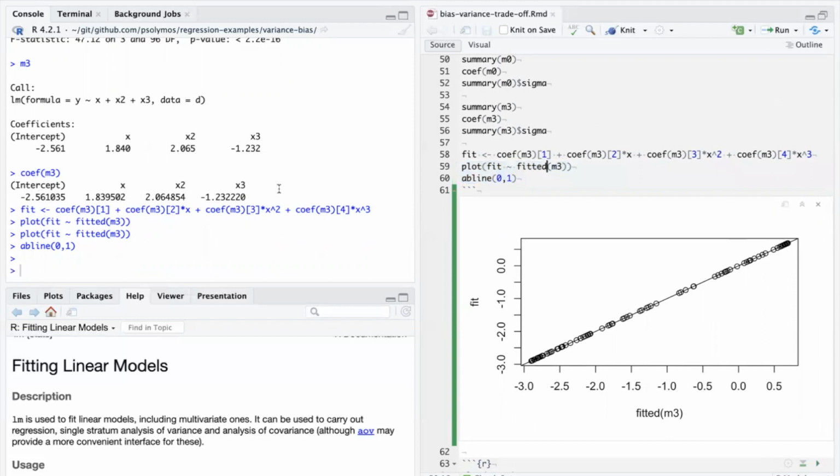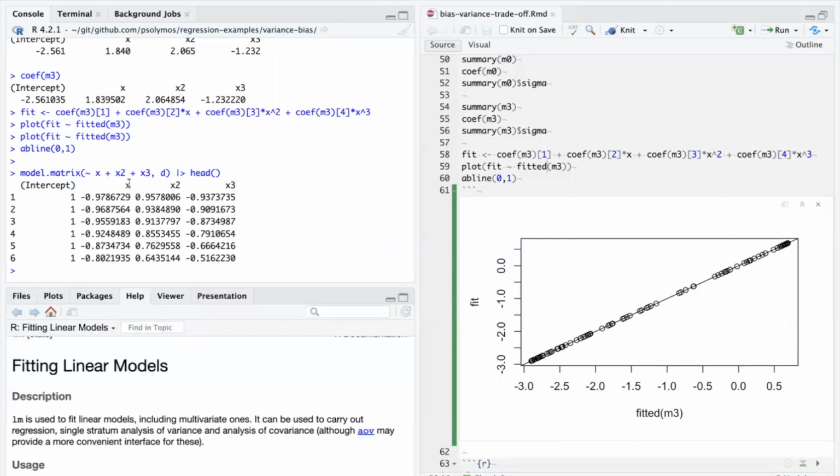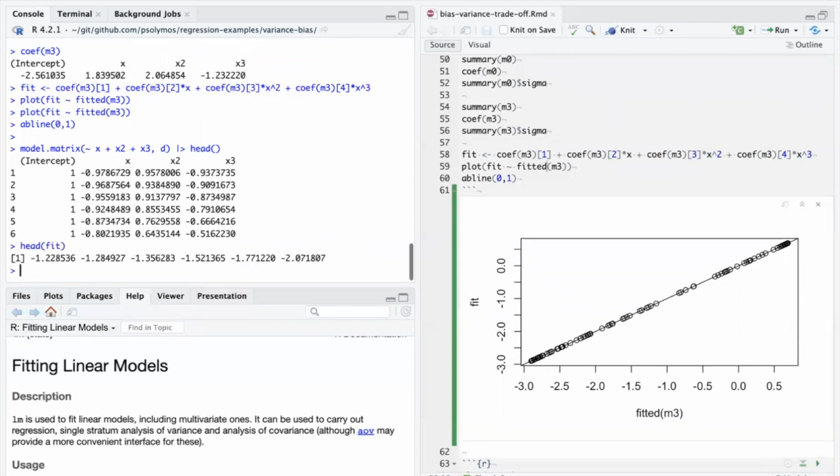So you take the coefficients and multiply it with something of a matrix like this. So if you take the right-hand side of the formula, then you get these columns pulled out from the data frame D. So now if you multiply each row with the coefficients, 1 times intercept, x times this x coefficient, and so on, you're going to get exactly these numbers. Does this make sense? Any questions so far?